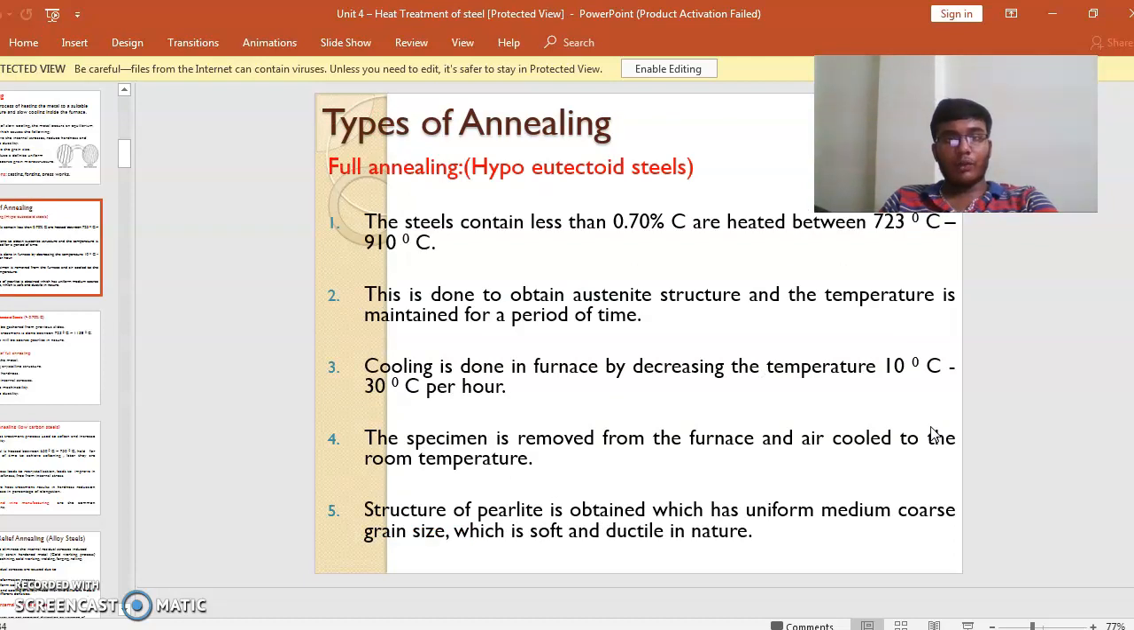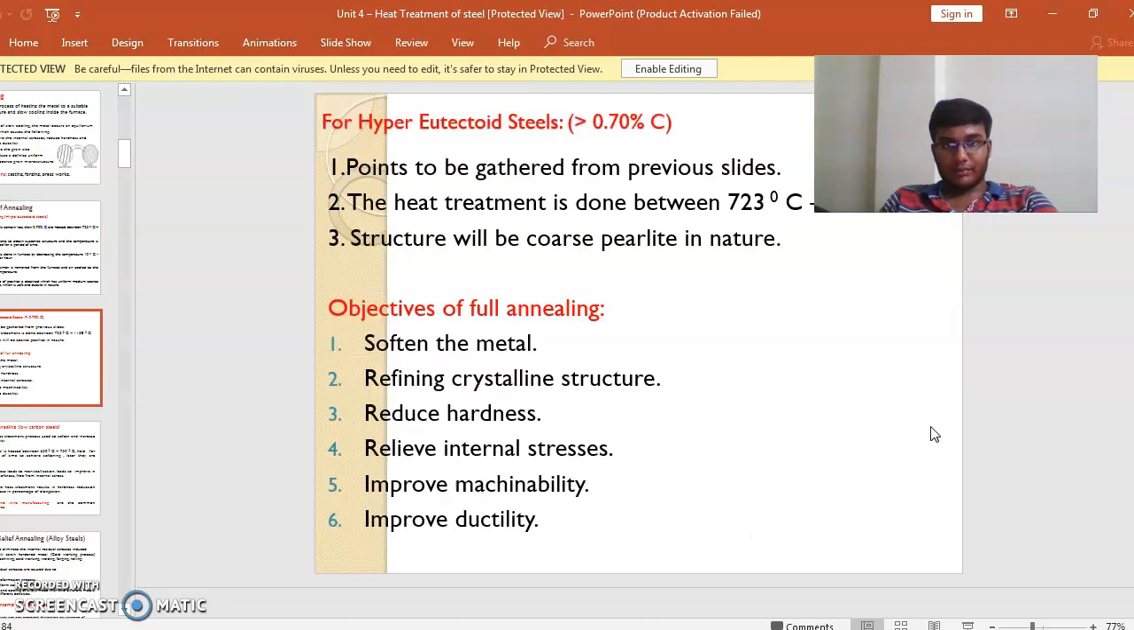Types of annealing. Full annealing, especially for hypoeutectoid steels. These steels contain less than 0.70% carbon and are heated between 723 to 910 degrees. This is done to obtain austenitic structure and the temperature is maintained for a period of time. Cooling is done in the furnace by decreasing the temperature 10 to 30 degrees per hour. The specimen is removed from the furnace and air cooled to room temperature. Structure of pearlite is obtained which has a uniform medium coarse grain size which is soft and ductile in nature.